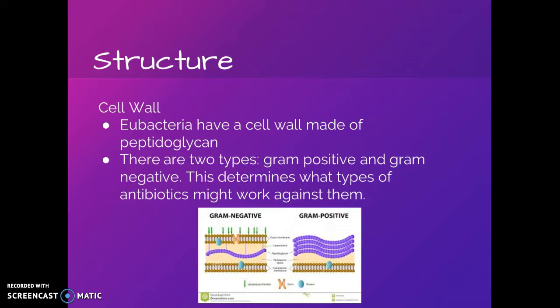One of the structures that we saw on the diagram was the cell wall, and eubacteria have cell walls made of a material called peptidoglycan. And there are two different arrangements of bacterial cell walls. One is called gram-positive and one is called gram-negative. And these differ in their layout of the peptidoglycan and their lipopolysaccharides. Now, why does this actually matter to us? Well, the structure of their outermost covering actually determines which antibiotics might be effective in treating them.